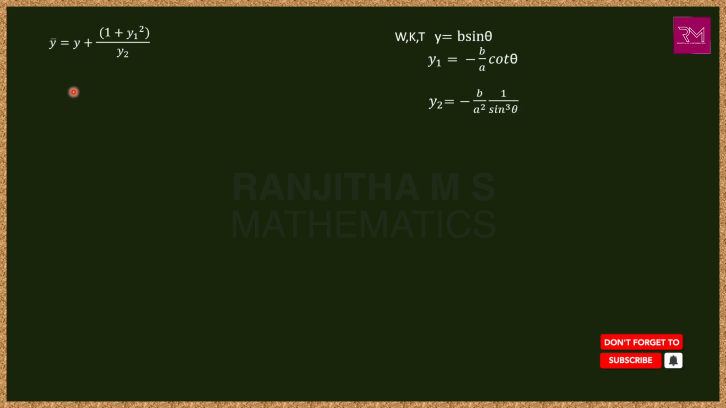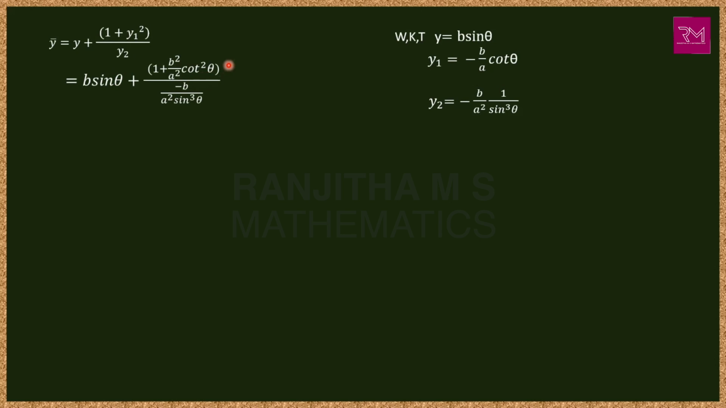Substituting all the values here, we get y bar, which is equal to y is b sin theta plus 1 plus y1 square, which is minus b by a cot theta whole square, that is b square by a square into cot square theta, divided by y2, which is minus b by a square into sin cube theta. Here plus into minus is minus. Here all the values are in sin terms.